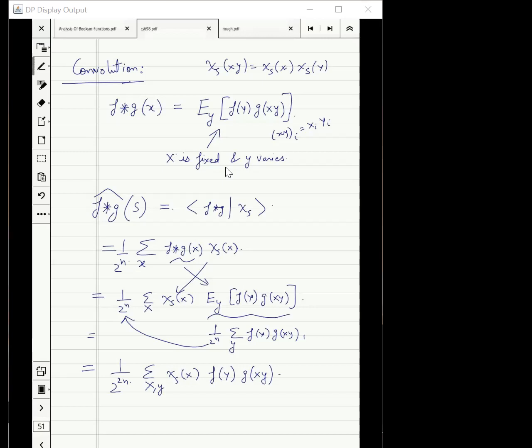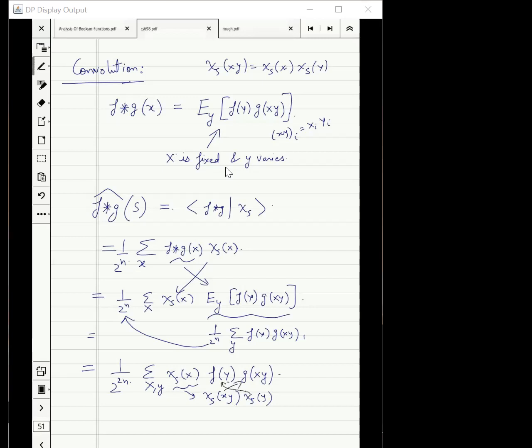Write f and g in their Fourier representation. Things might become more messy with that. Instead, can I split it in terms of chi s of y and chi s of xy? What is chi s of x in terms of chi s of y and chi s of xy? Chi s of xy over chi s of y. Is this okay? Because chi s of y whole square is equal to 1, right? So I can, instead of dividing, multiply. And then I can pair them up.